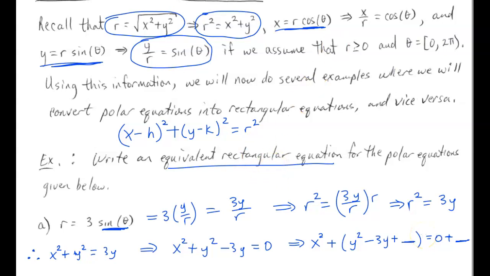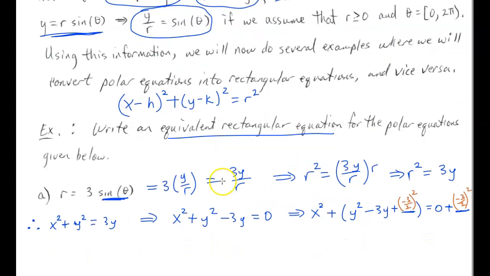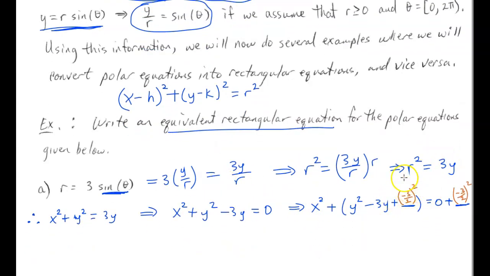So of course, for completing the square, we know what we have to do here is take that middle number 3 here, divide by 2, and then square it. And that will be the same exact thing that we need to do here. And so what that ends up being is 9/4. So when we clean this up here, this will just be x squared plus y squared minus 3y plus 9/4 equals 9/4.